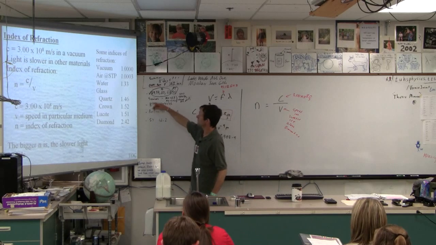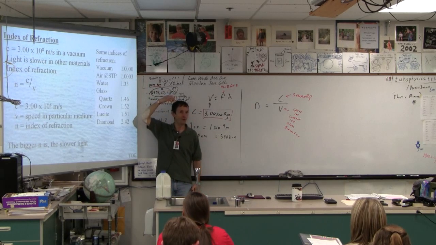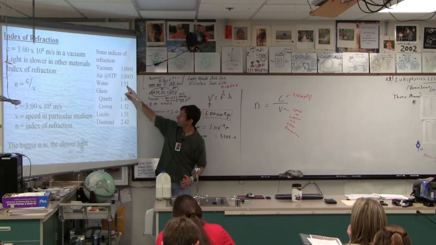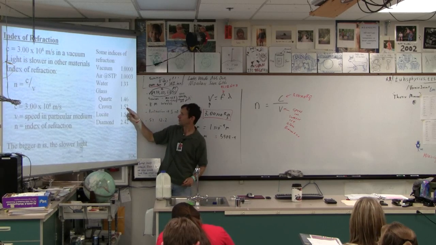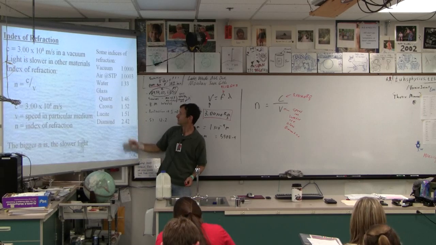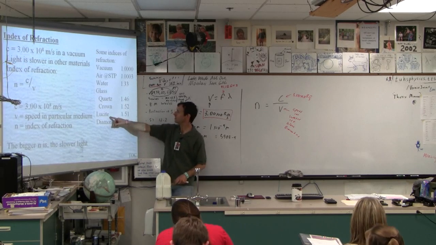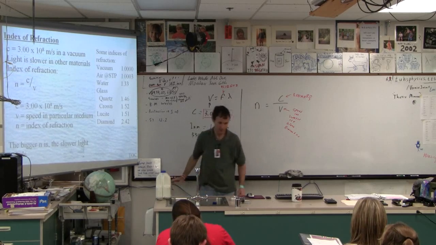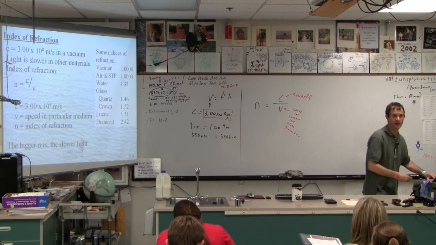Notice that air is essentially the same as a vacuum. Very few people do work careful enough to see the difference between air and a vacuum. Water is 1.33. That's one worth memorizing, right? Quartz, glass, and crown glass. I don't even know what that means. But glass is not glass. It's just different mixtures of things, right? Lucite, which is plastic, is 1.51. A diamond is 2.42. It's one of the highest natural ones.